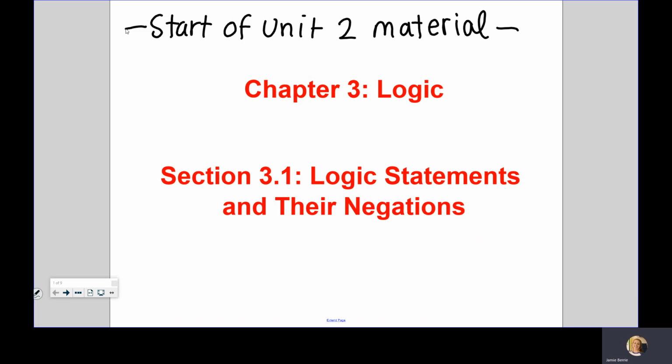This section is called Logic Statements and Their Negations. This will just be really an introduction to the symbols that we use in logic. There's 4 symbols. We'll talk about what a statement is. We'll talk about how to negate statements. And then we'll talk about some connective words that we can use to connect statements.